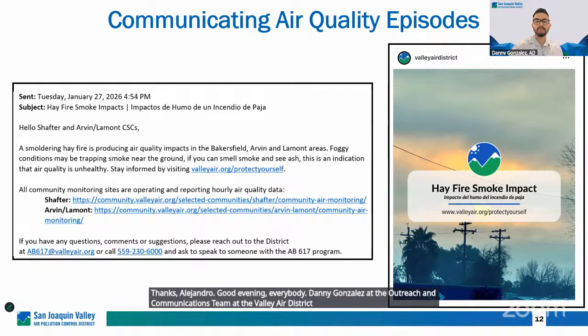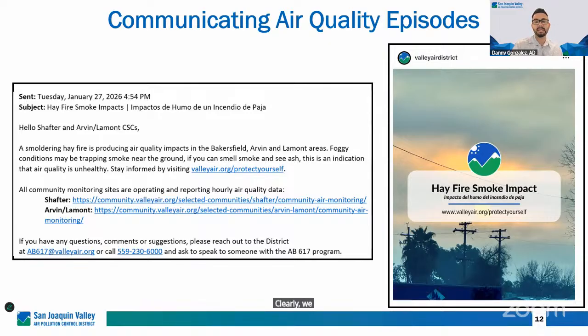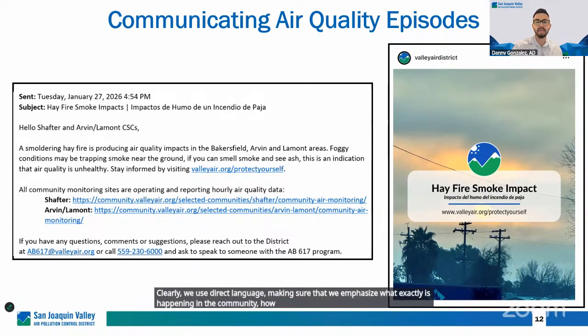And so we want to just re-emphasize here an important point of how we communicate real-time air quality impacts to the community during events such as what you see here on your screen, such as hay fires. Clearly, we use direct language, making sure that we emphasize what exactly is happening in the community, how it's impacting you. And really what we strive to communicate is, well, what is happening? What are those potential health impacts that you may face, especially if you're near that fire?